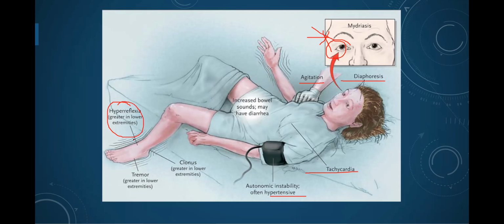And you should always look for hyperreflexia and clonus. That's also important. And those patients can have tremor as well. Because of autonomic hyperactivity, the patients can have increased bowel sounds or increased peristalsis causing diarrhea. That's mainly your serotonin syndrome.